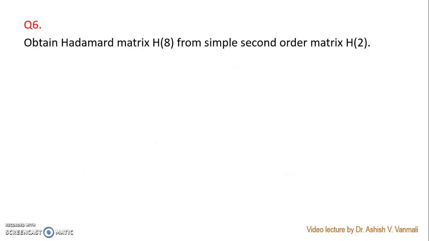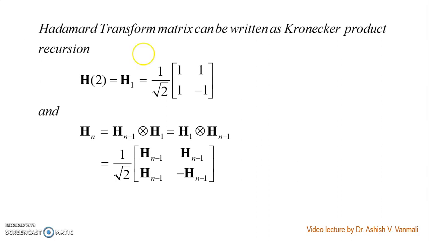Now let's go for another case. This problem is based on the Hadamard transform. So the question is, obtain the Hadamard matrix H8 from the simple second order matrix H2. That means we have to start with the H2 matrix and recursively develop the H8 matrix. You all know that the standard H2 matrix, which is also known as H base 1, is 1 upon root 2, 1 1 1 minus 1.